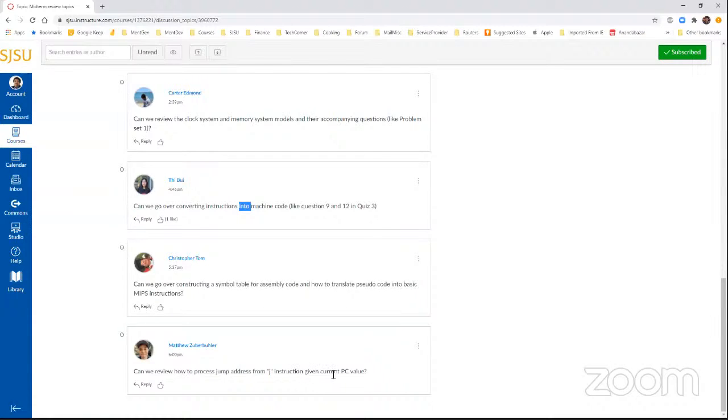Can we go over the jump J instruction given the PC value? I think this one and this one, quiz 9 and 12 questions, are practically the same. Let's go over these two first, then I'll come back to the others. We have 2 days, so don't worry if we don't cover everything; we have next day to cover it. Let me just try this question first.